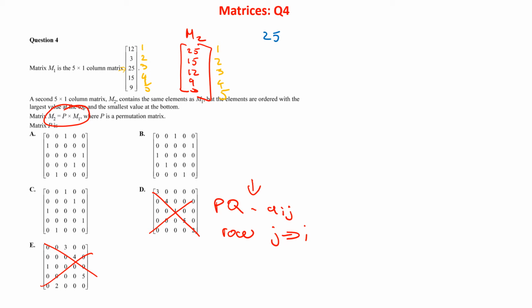25, let's actually just go 25, 15, 12, 9, and 3 here. Now, for me to go from 25 in M1 to 25 in M2, I'm going from row 3 to 1. So I'm going to go 3 to 1, and 15 I'm going to go 4 to 2, 12 I'm going to go 1 to 3, 9 I'm going to go 5 to 4, and then number 3 I'm going 2 to 5.